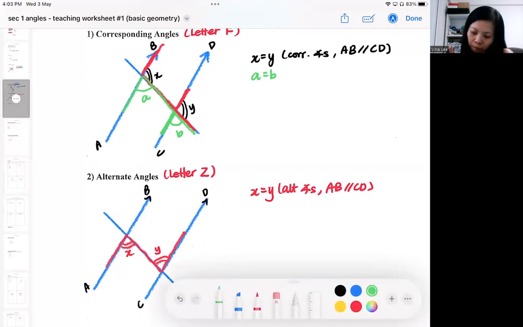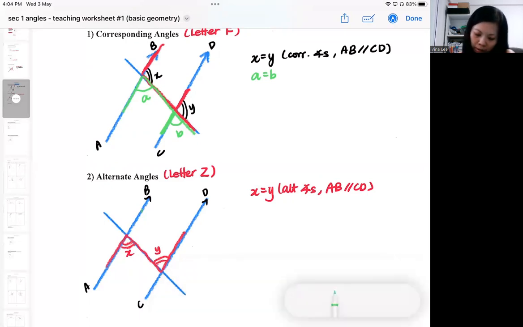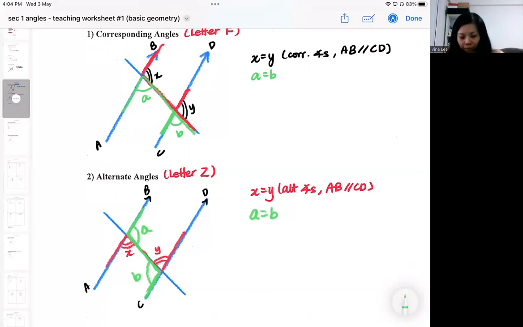Similarly, there's also another alternate angle here, this part. This is also a Z. So this angle is also equal to this angle, which is also the same alternate angle and the same pair of parallel lines. So use the letter Z to help you remember.